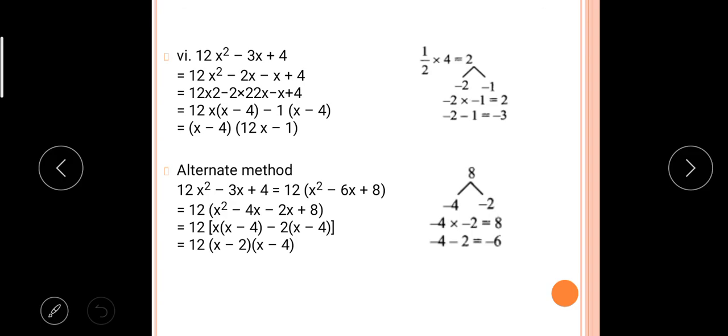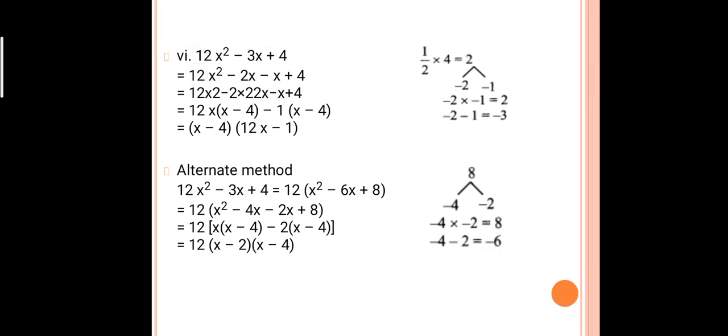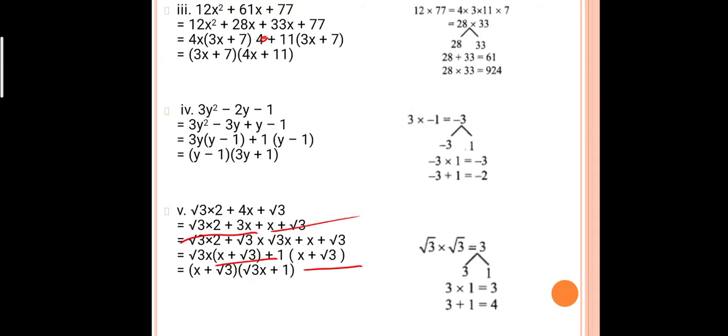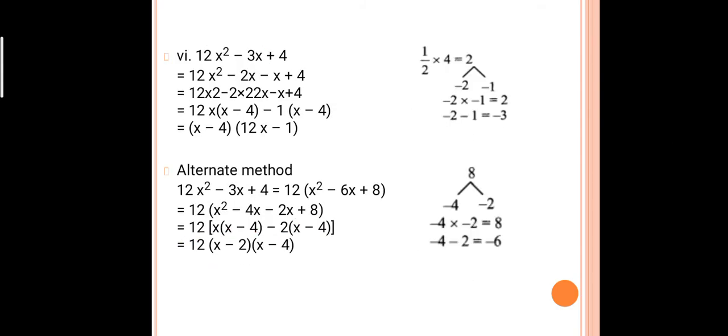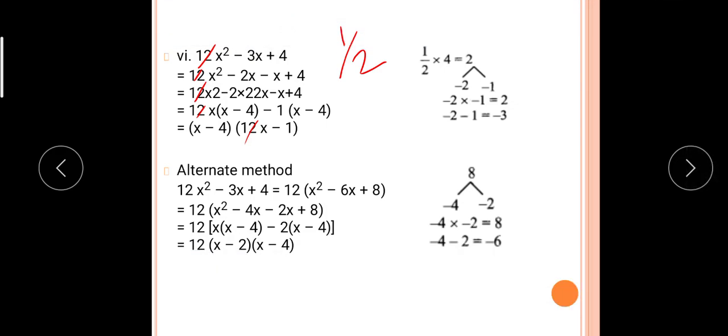The next question is 12x square minus 3x plus 4. So 12x square minus 2x... what is, it is 12, no, I think it is 1 by 2. 1 upon 2, okay, sorry. This is 1 by 2, okay. Now 1 by 2 x square minus 3x plus 4.